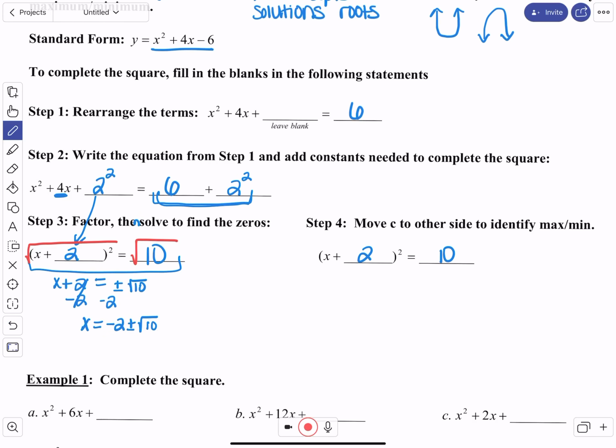And that's it, because you can't combine the 2 and the square root of 10, or the negative 2 and the square root of 10, because remember we talked about that in Unit 1. You can only combine if they are alike. So that's your answer. That's if you solve.